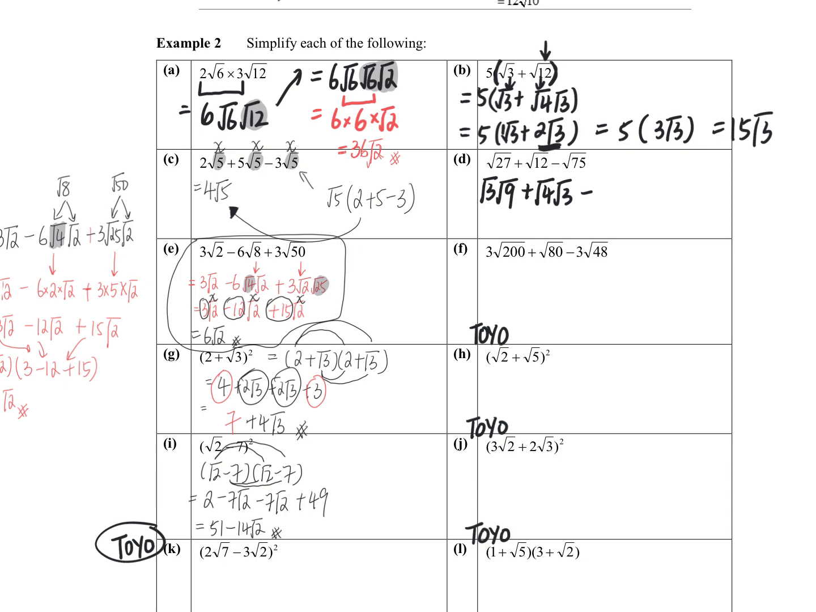Okay, 75, we will split 3 times 25 because 25 is a perfect square. So let's try to simplify this. Root 9 is 3. All these perfect squares, go and simplify them. So root 9 is 3, root 4 is 2, root 25 is 5. So if you simplify 3 plus 2 minus 5, there's nothing left.